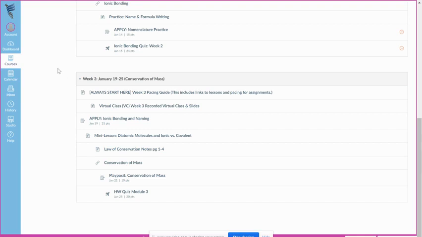This week, we're going to be focusing on the conservation of mass and begin to look at chemical reactions and some of the basic vocabulary surrounding them. We're going to be looking at things like coefficients and subscripts, counting the number of atoms, identifying reactants and products, and all of this will prepare us to move into week 4 when we actually begin to balance those reactions.